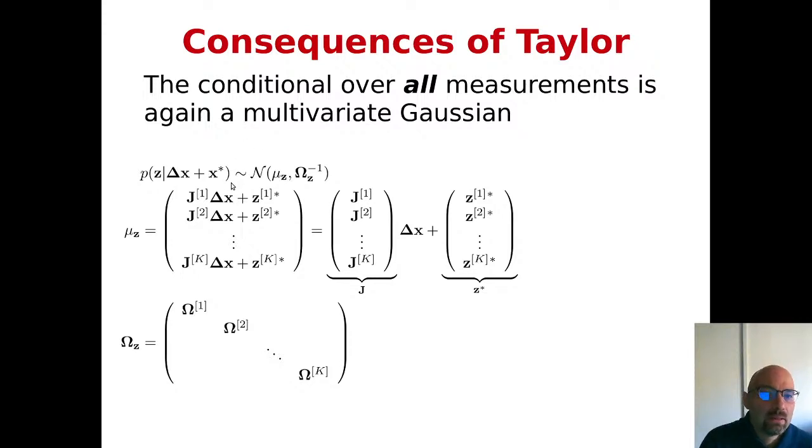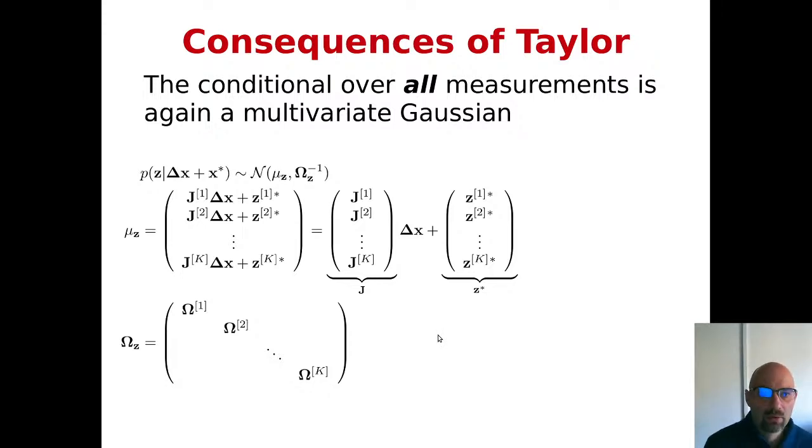I could then rewrite this term by highlighting the role of delta x. And so this turns out to be just the stack of Jacobians multiplied by delta x plus all the measurements at the optimum, which end up to the right. And this is quite obvious.